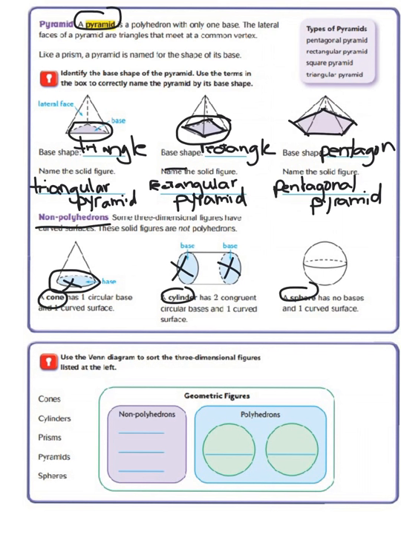So we're going to use the Venn diagram to sort the three-dimensional figures listed at the left. So our non-polyhedrons are going to be our cones, our cylinders, and our spheres. So our polyhedrons then, we've got two choices, are going to be our prisms and our pyramids.